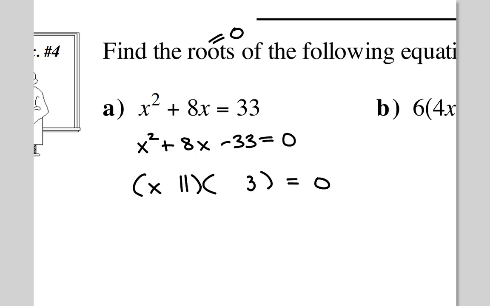Which one's negative? To keep it positive 8, so positive 11 minus 3 gives 8. And the two solutions, therefore, are negative 11 and positive 3. Thank you very much. These are the roots.